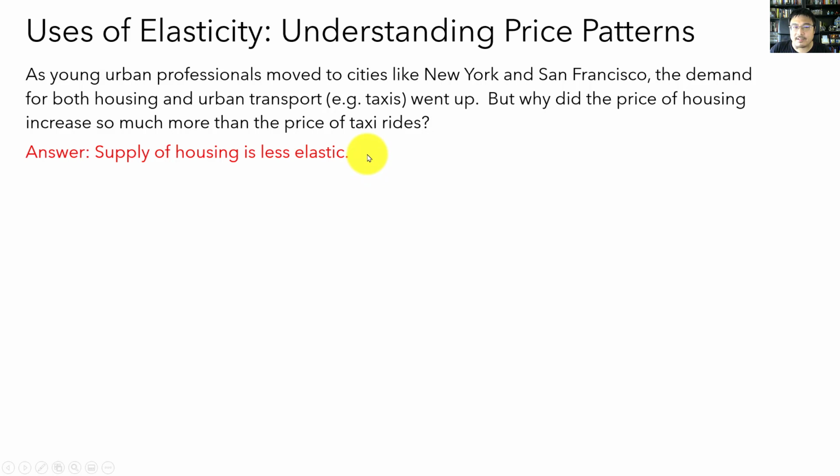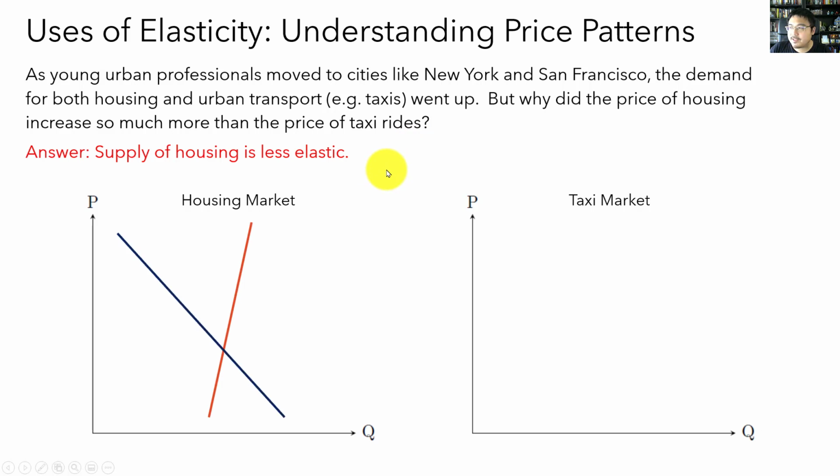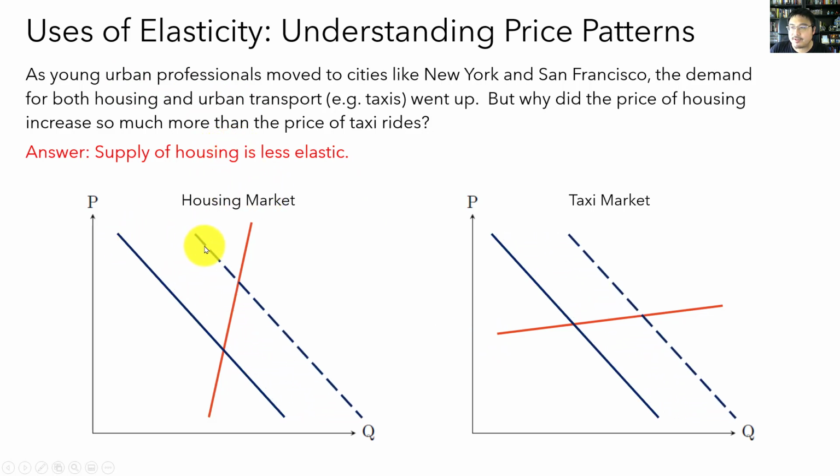All right, and let's take a look at how that works. So I'm going to draw supply and demand in the market for housing and in the market for taxi rides, okay? And the key difference between supply and demand in these markets is that the supply curve in the housing market is very inelastic, and the supply curve in the market for taxi rides is very elastic because of technologies like Uber. And what happens when you get an influx of young urban professionals? The demand curve is going to increase, right? And it's going to increase for both the housing market and for the taxi market.